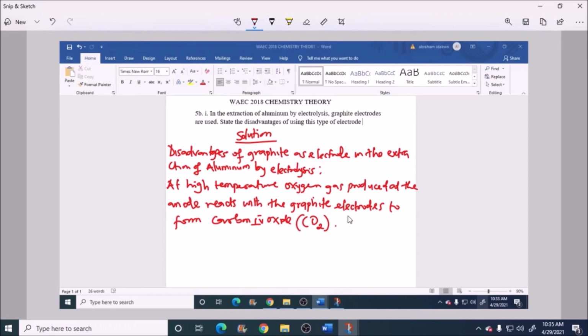So this is the disadvantage of using graphite as the electrode, because the oxygen produced at the anode will react with this graphite to form carbon 4 oxide.